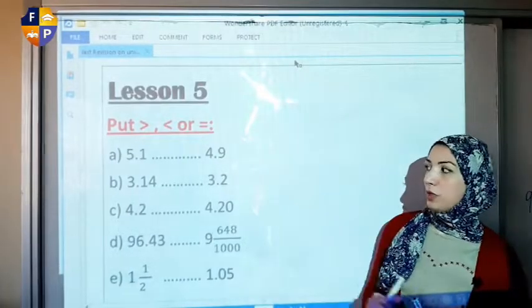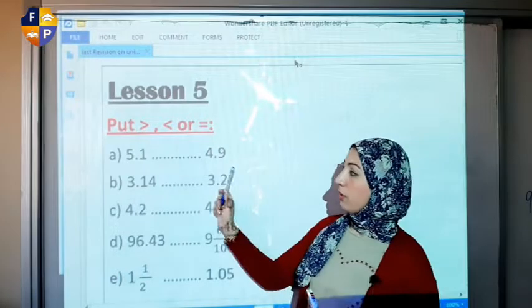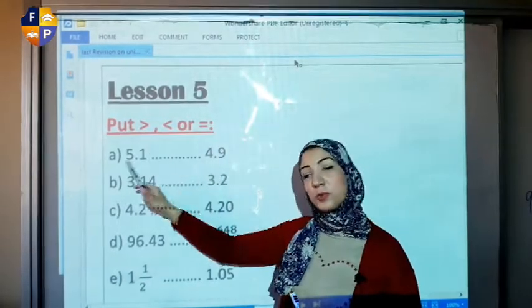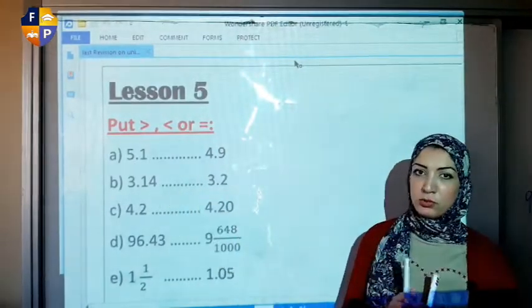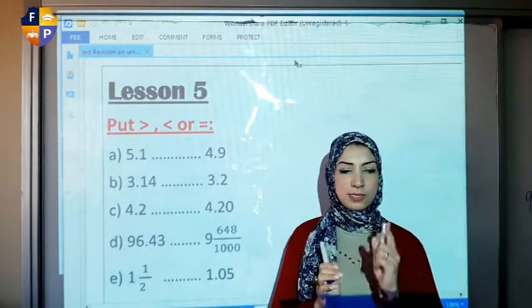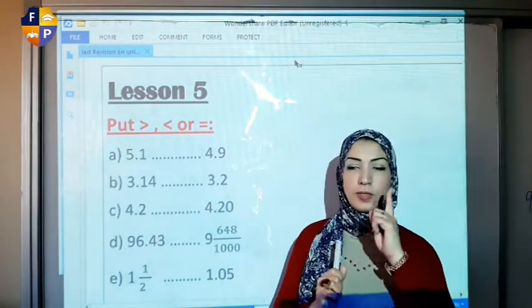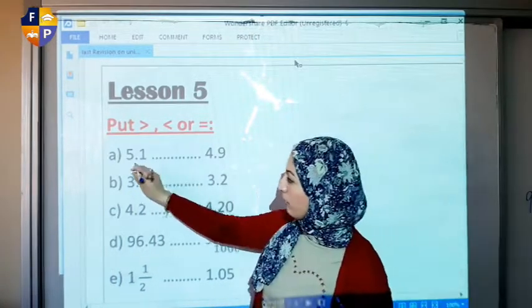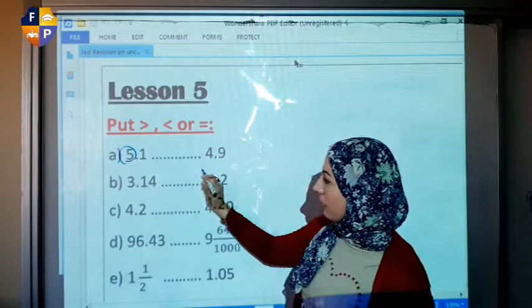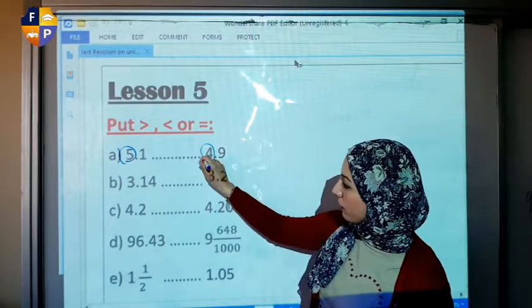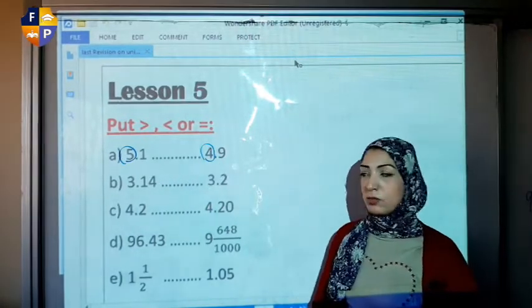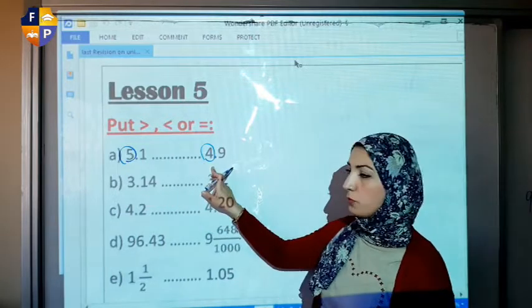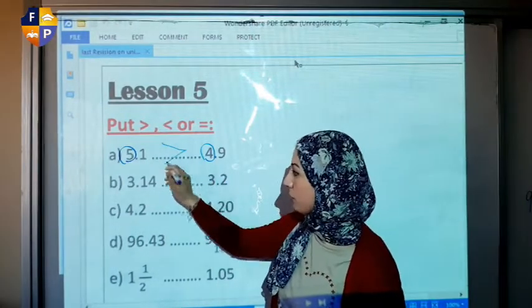Next page, lesson 5. Here we want to compare between two decimals. As we said before, to compare between two decimals, step number 1, circle the whole number which is before decimal. So here we will circle 5. And here circle 4. So which number is the greater, 5 or 4? For sure, 5 greater than 4.